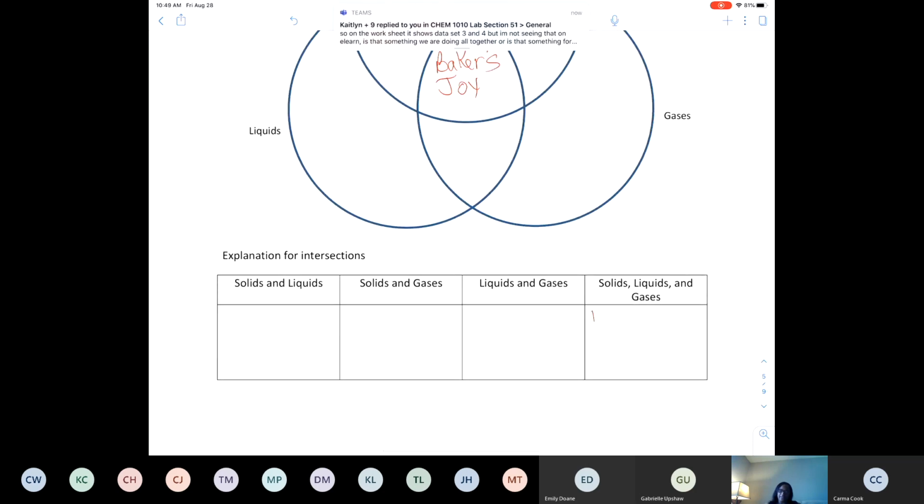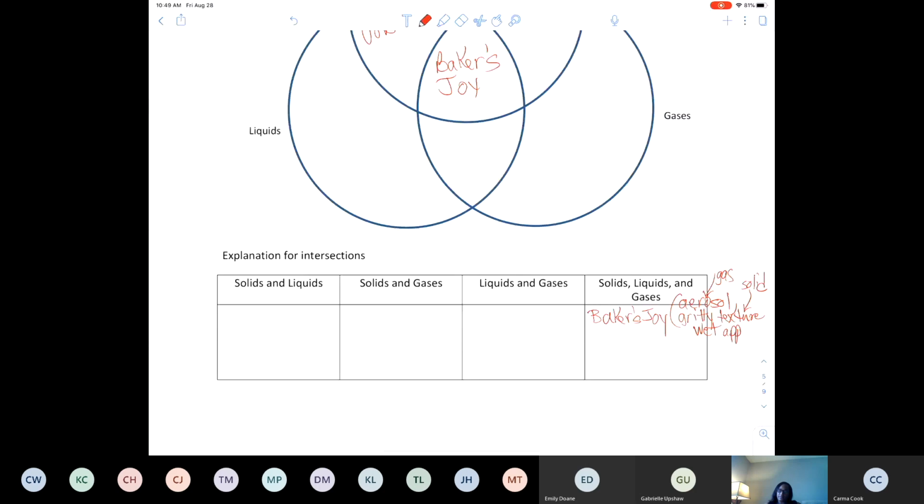So now in our explanation for intersections, we put the Baker's Joy. In our explanation, it's an aerosol, making it a gas. Gritty texture because of the flour. That makes it a solid. And then the wet appearance. That makes it have liquid properties. So that's telling us that Baker's Joy has a whole lot of different types of stuff in it.